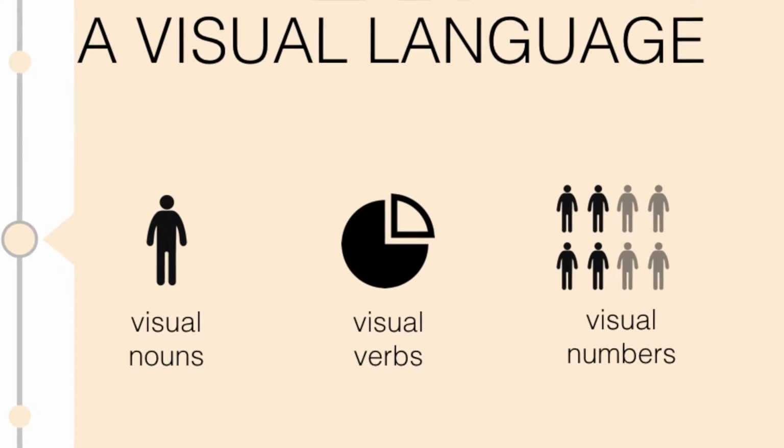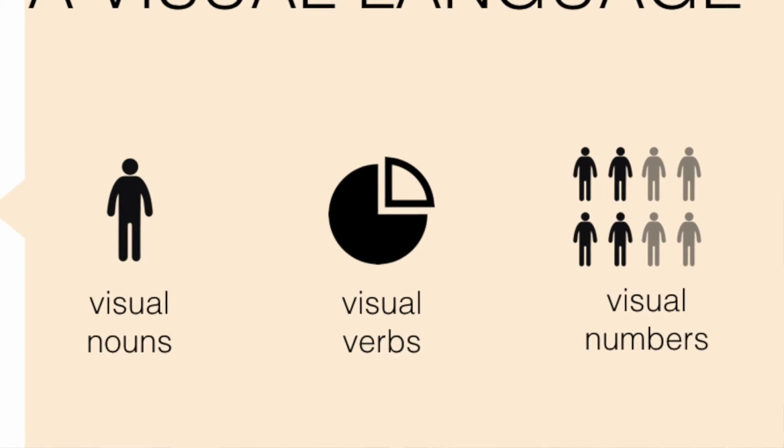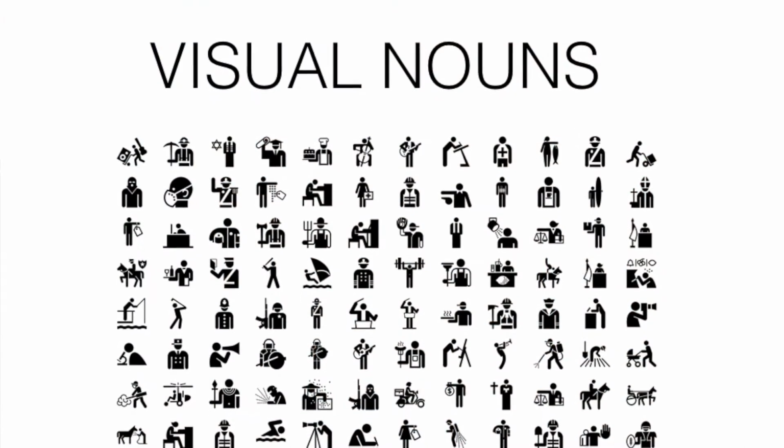Basically, we can divide all graphics for our purposes, if we want to communicate with graphics, into three things: visual nouns, visual verbs, and visual numbers. Just like the language we speak, right? We're making an analogy. Okay, for visual nouns, what I mean is icons, right?